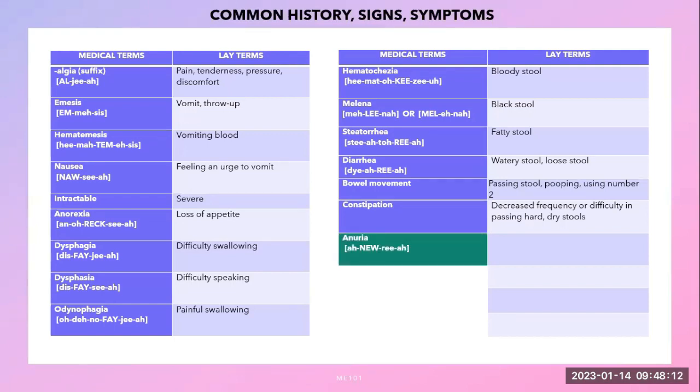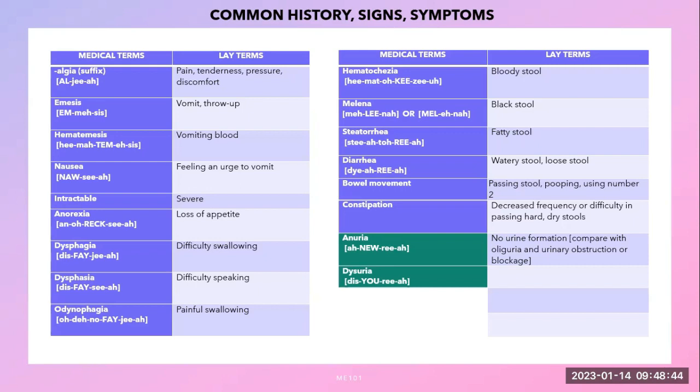So again, A-N, that means no. So anuria. Uria, that means the urine. Anuria, that means you don't have urine. Okay. And dysuria, that means difficulty or something wrong, right? This. And uria, that means the urine. So it's difficulty or dysuria.